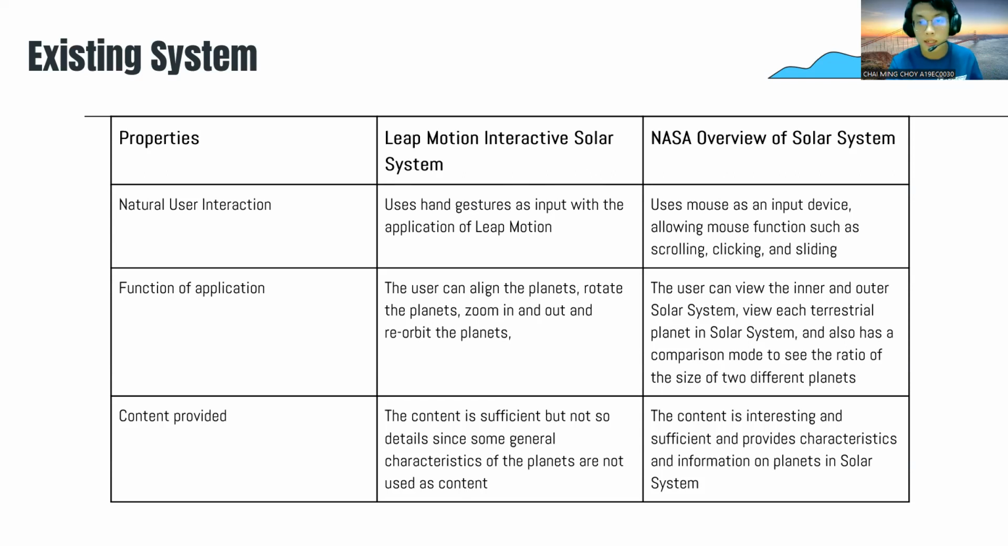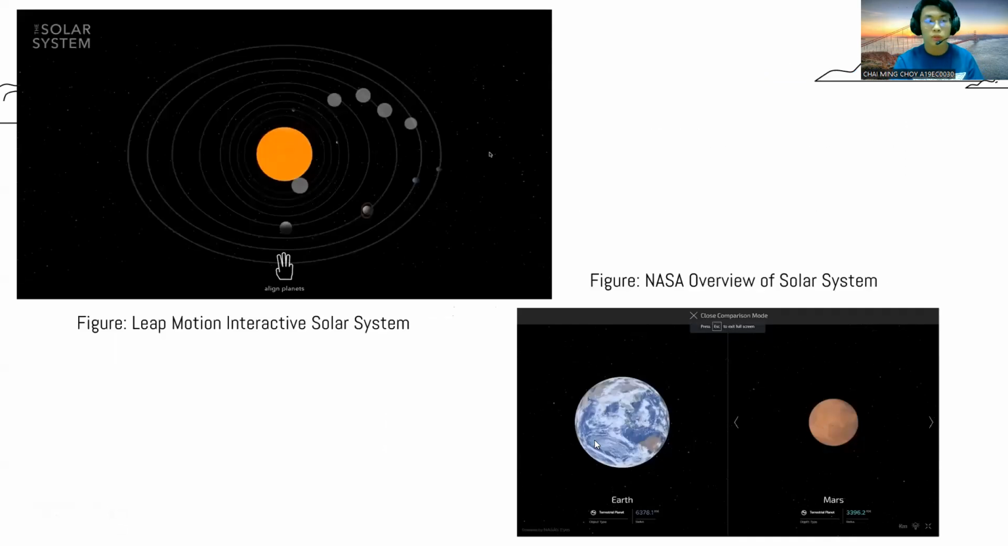While for the NASA solar system, the user can view the inner and outer solar system, view each terrestrial planet in the solar system, and also use a comparison mode to see the ratio of the size of two different planets. In terms of content provided, for the Leap Motion Interactive Solar System, the content is sufficient but not so detailed, since some general characteristics of the planets are not focused on as the main content. While for the NASA solar system, the content is interesting and sufficient and provides detailed characteristics and information on the planets in the solar system.